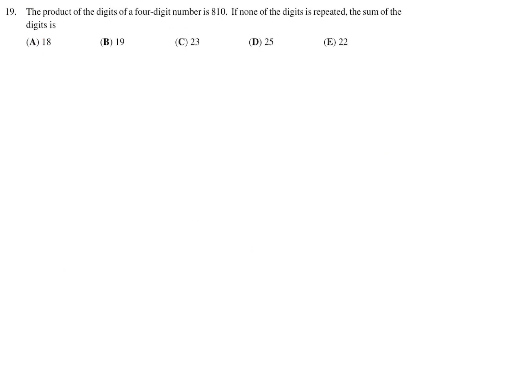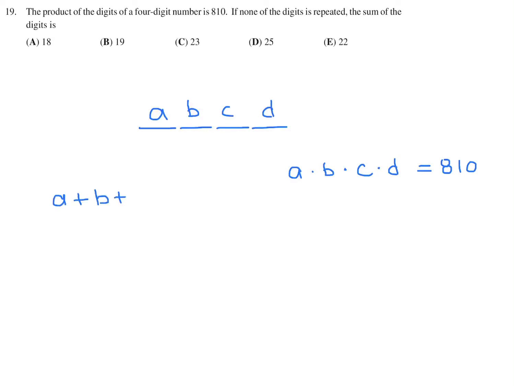The product of the digits of a 4-digit number is 810. If none of the digits is repeated, the sum of the digits is. Okay, so you've got a 4-digit number like that, A, B, C, D. And if you were to take these individual digits and multiply them together like that, it would result in 810. And they eventually want you to figure out what is the sum. So A plus B plus C plus D.